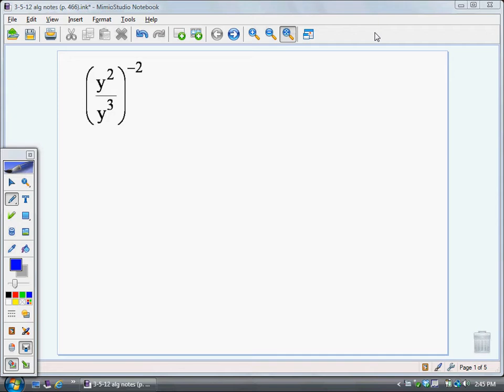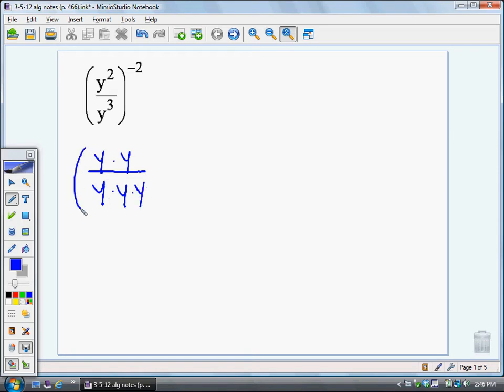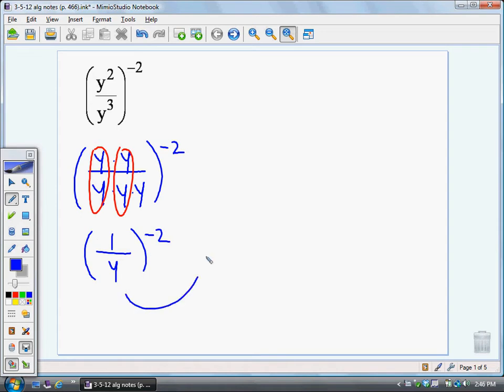On this one, what I would do is rewrite the numerator as y times y, and the denominator is y times y times y. Not even touching this exponent. And then I would take my 1's out. Okay, that's 1, and that's 1. So now what I have is 1 over y, all raised to the negative 2 power.